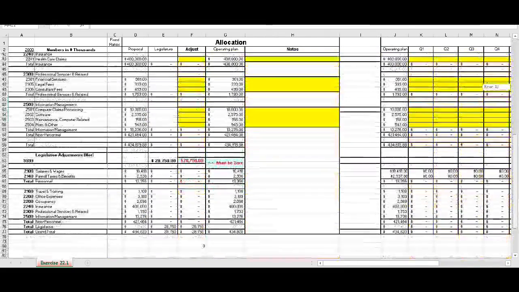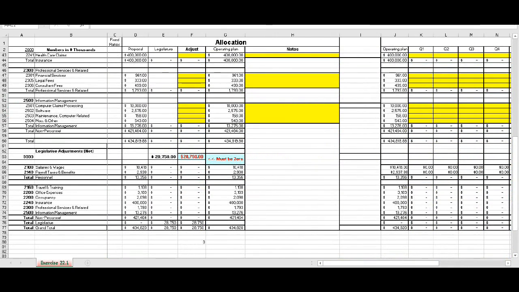So here, your net legislative adjustment is $28,750. When you've made all your adjustments, that's the increase of the $30 million, and then the decrease of the $25,000 where you have to pay for that. That means this number, when all is said and done, should be zero. There should be nothing here. It generally shows a little dash like this. That's what you're looking for if everything balanced right.